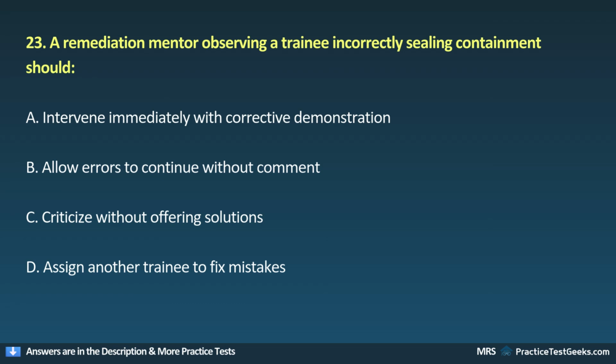23. A remediation mentor observing a trainee incorrectly sealing containment should A. Intervene immediately with corrective demonstration. B. Allow errors to continue without comment. C. Criticize without offering solutions. D. Assign another trainee to fix mistakes.